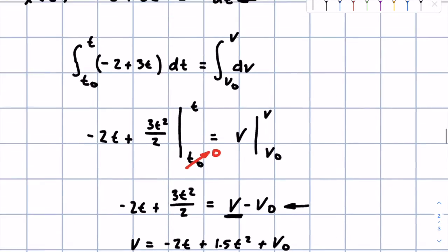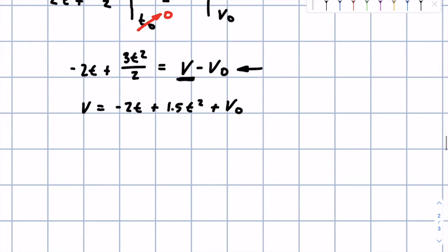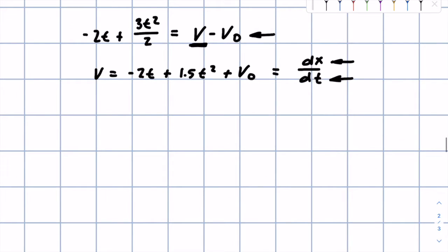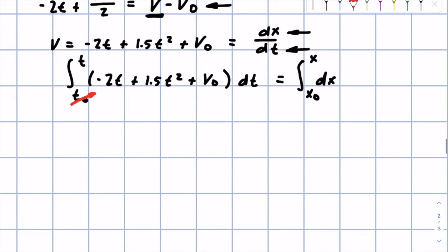And then using this, where we have velocity is equal to dx over dt, we can put that here. Oops. Is equal to dx over dt. And we're going to do the same thing that we just did in the step before. I'm going to multiply this dt over to the other side to isolate this dx. So we've got -2t+1.5t² plus v naught all multiplied by dt is equal to dx. And then we're going to integrate both sides. This from t naught to t, and this from x naught to x. All right, and in this case, t naught, once again, that's 0.